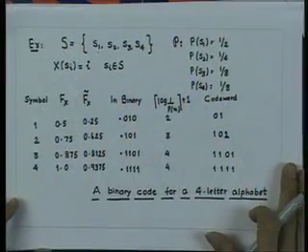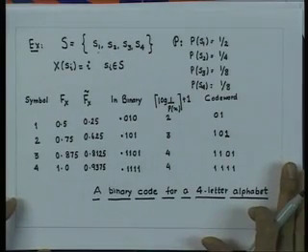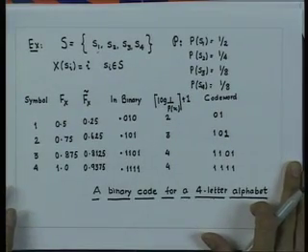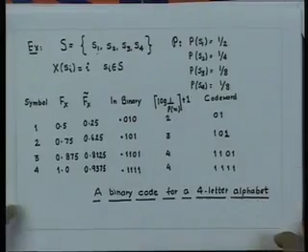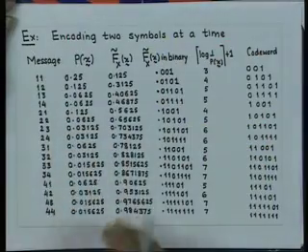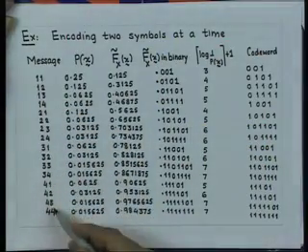So, let us repeat the example with messages consisting of two symbols. Now, it is important to note that we are only doing this to demonstrate a point. In practice, we would not code symbols this short using an arithmetic code. So, if we encode two symbols at a time, then the arithmetic code for that can be obtained as shown here. So, these are the different messages which can be generated.